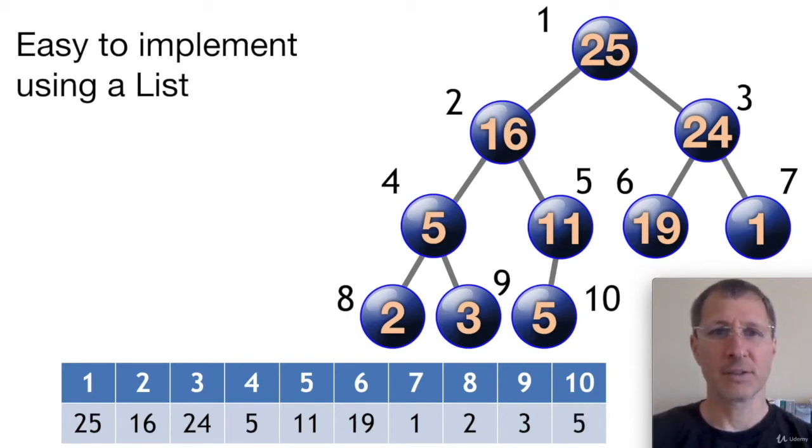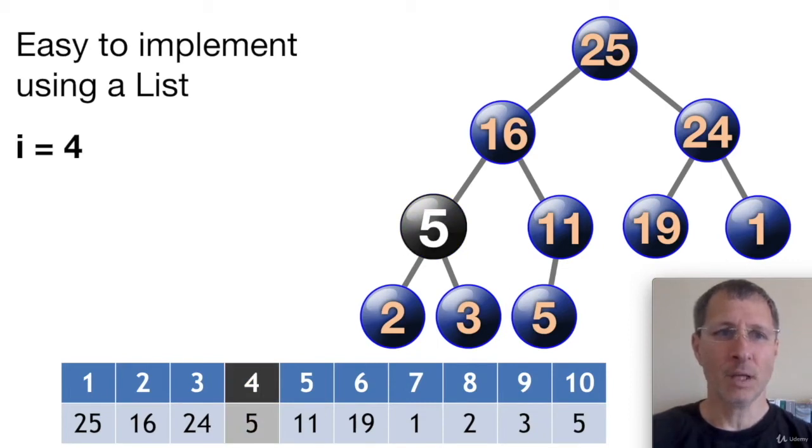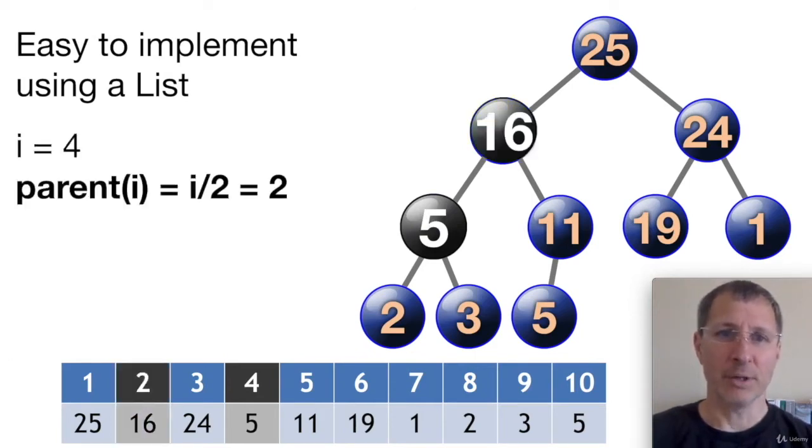So we can instantly access any node in the tree or any node in the max heap. Now let's say we wanted to access the 5. We know that the index is 4. This is at index number 4 for this 5 node. Now we can also access 5's parent, which is the 16. We simply divide the index by 2. So this 4 divided by 2 gives us the index of 5's parent node, which is 16.